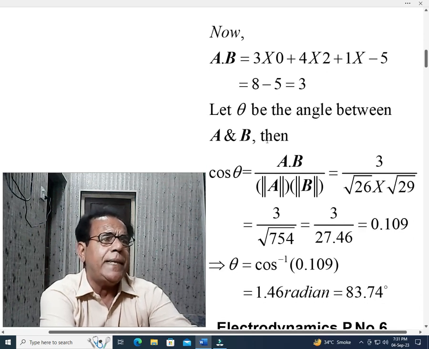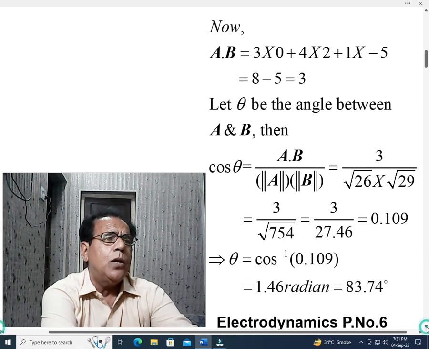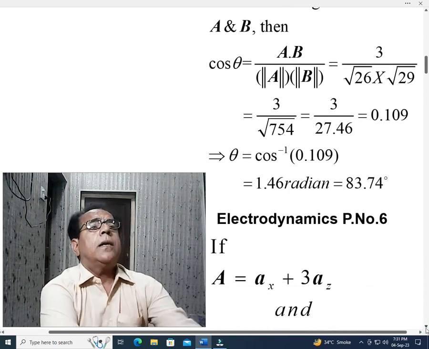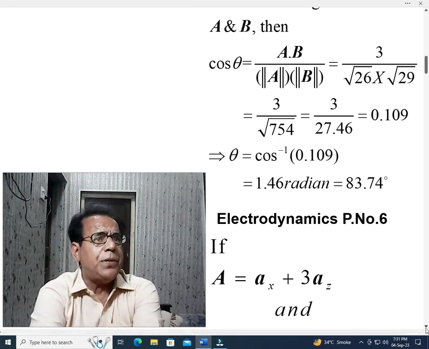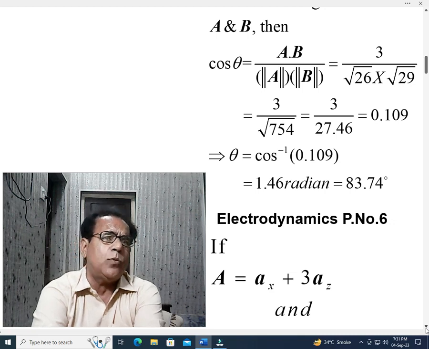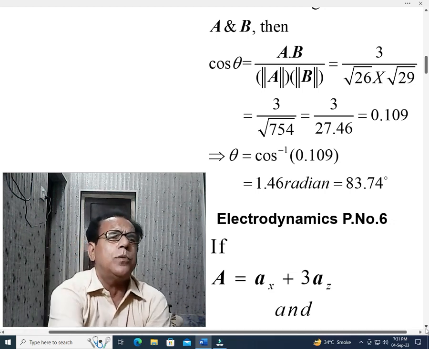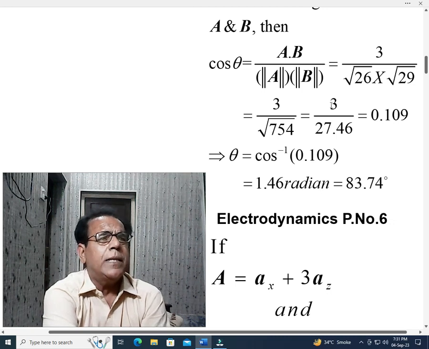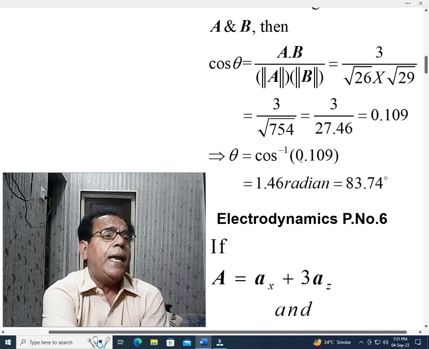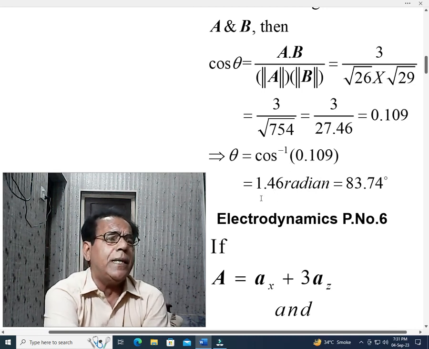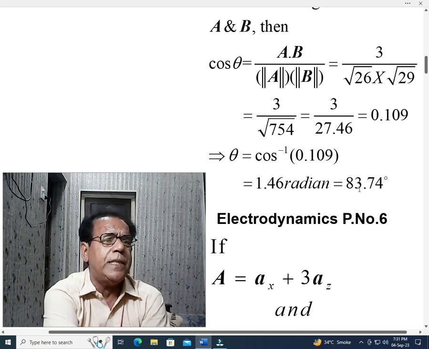Let theta be the angle between A and B. Then by the definition of angle, cos theta is equal to the dot product of A and B divided by the magnitudes of A and B. So 3 over root 26 into root 29, this becomes equal to this. When cos theta equals this, then theta will be equal to cos inverse, and the value of cos inverse in radian becomes 1.46 radian, while in degree it becomes 83.74.